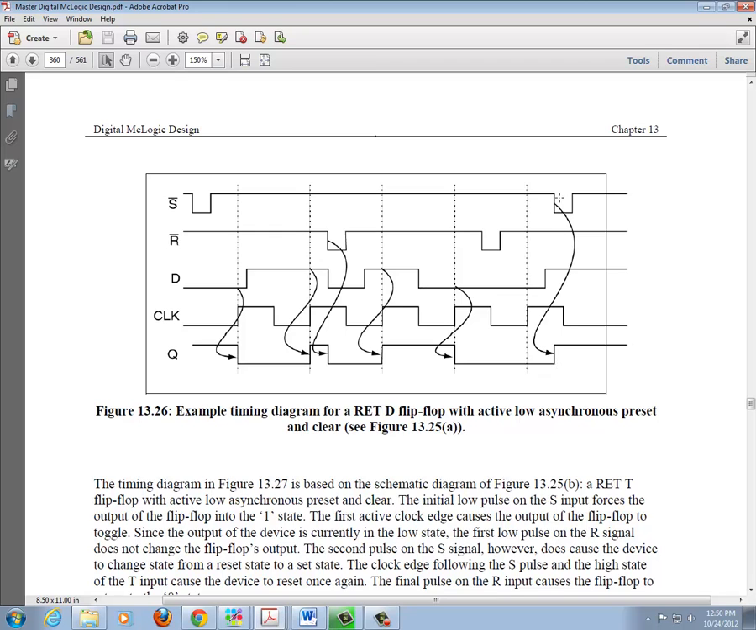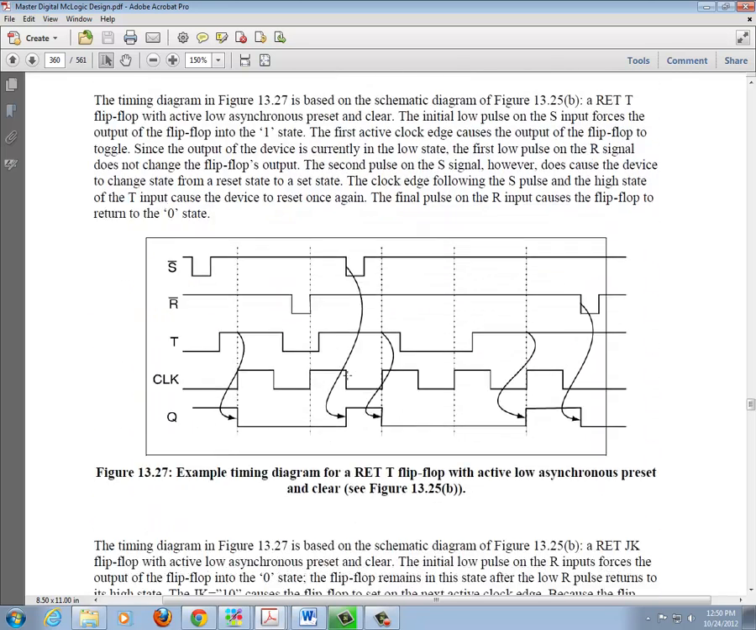And then we get an asynchronous set happening. So at that point, the set goes down, the Q is going to go up. So that's a rising edge triggered D flip-flop with active low, asynchronous preset and clear signals. Let's look at how this might work for a T flip-flop.